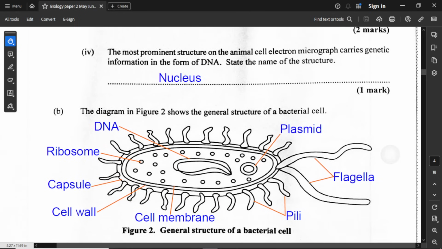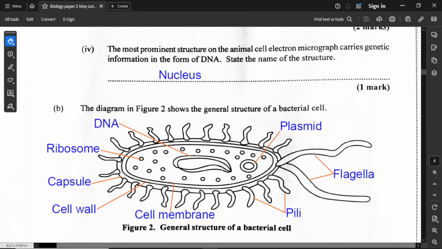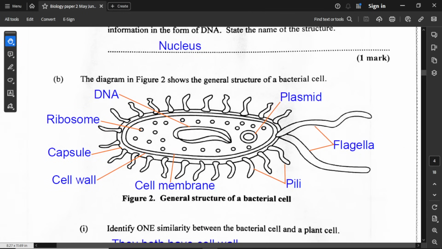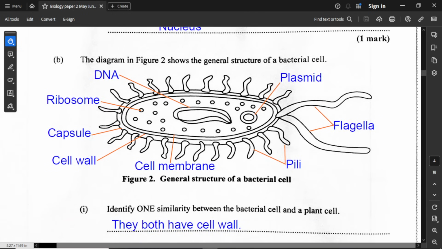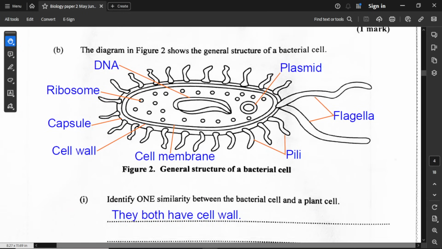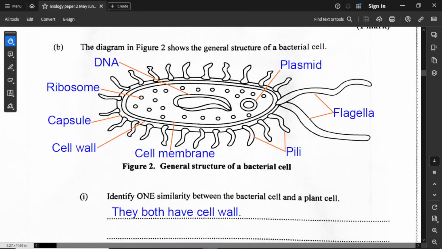So definitely the nucleus is that structure that is most prominent on that cell that carries the DNA. And of course, which I'm going to discuss a little bit further down, you should also know that chromosomes carry DNA. But the chromosomes are not that obvious in this diagram unless the diagram is not clear. Otherwise, you can use chromosome as a structure as well.